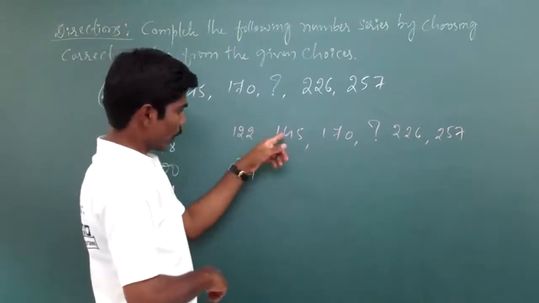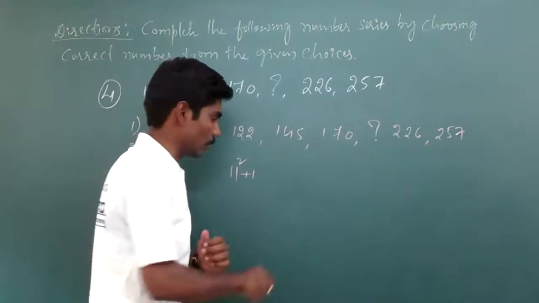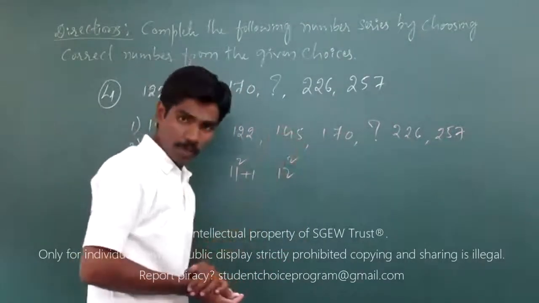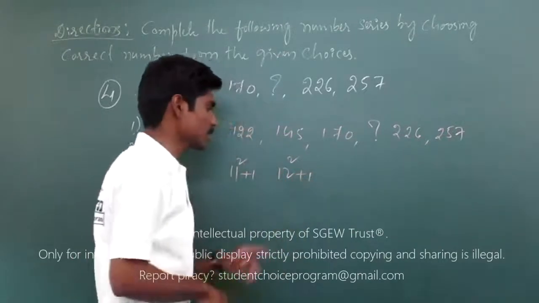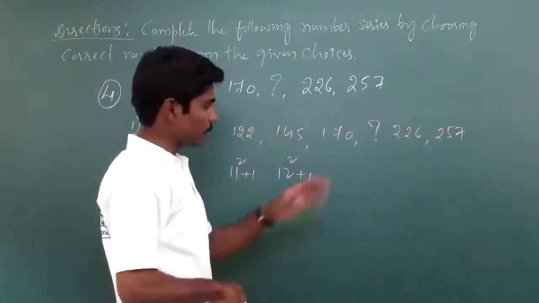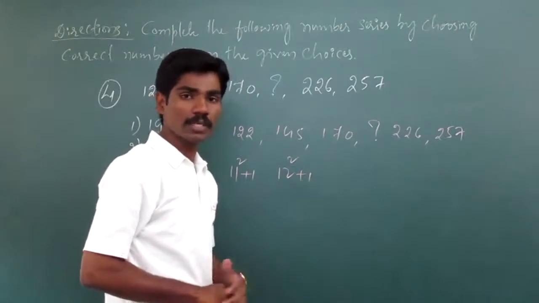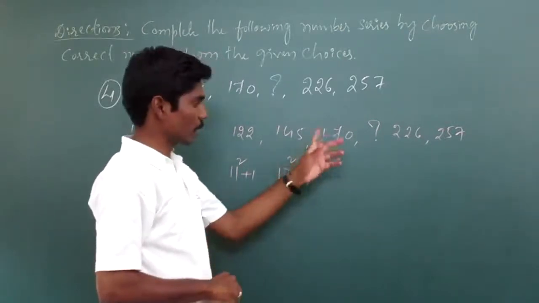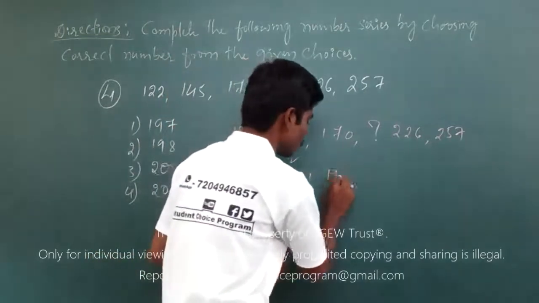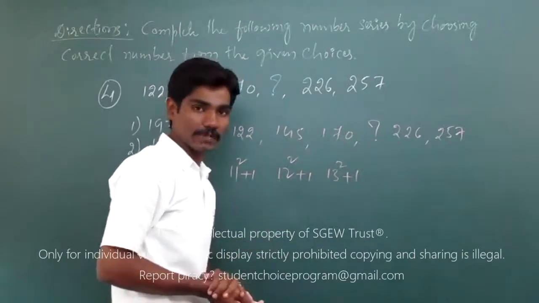Okay. Now when you observe 145, this 145 is nearer to what? Square of 12. That is, square of 12 is 144. I am having 145, that means I have to add 1. That is, square of 12 plus 1 is 145. Similarly, when you observe 170, this 170 is nearer to square of 13. Now what is the square of 13? It is 169. I am having 170, so I have to add 1 to the square of 13. The square of 13 is 169 plus 1 is 170.